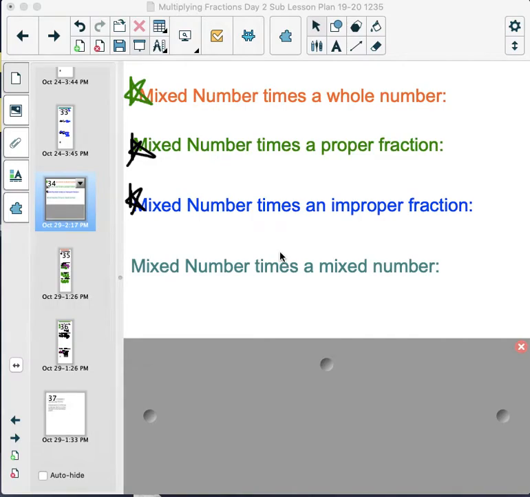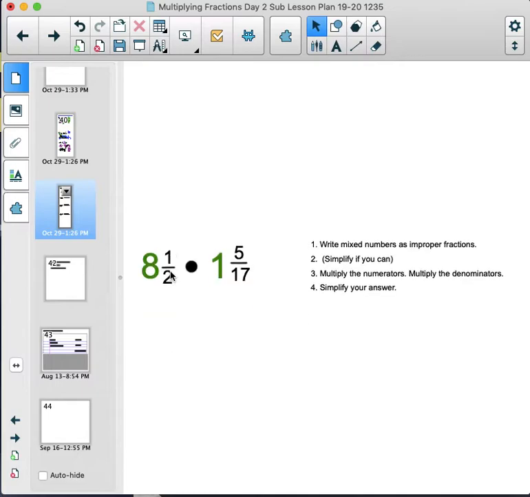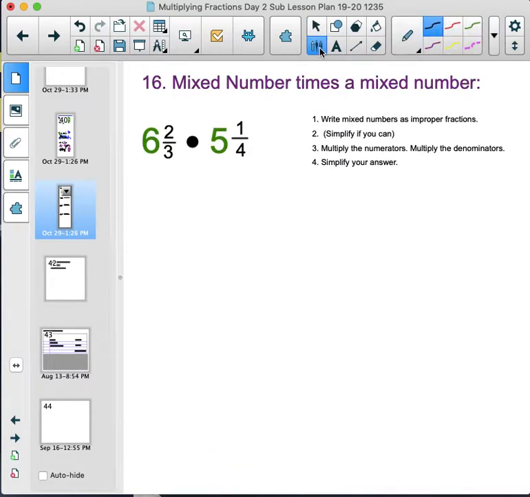Here's our last goal for the day. We have the goal of mixed number times a mixed number. So let's get started. We have 4 different problems we're going to look at. First one I want you to write down is 6 and 2/3 times 5 and 1/4.